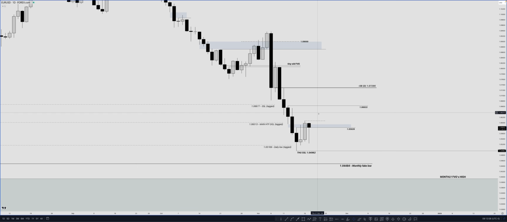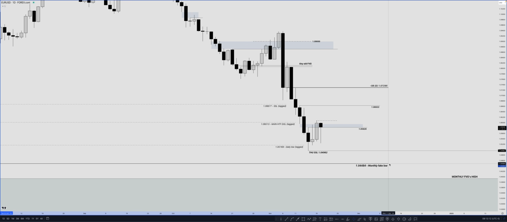I think you guys remember that overall we are pushing towards a bigger draw on liquidity right here, which is on the downside. This monthly fake low, lots of sell side liquidity right here, and the monthly fair value gap's high being our main draws on liquidity right here on the way lower. Notice how many targets we tagged already.